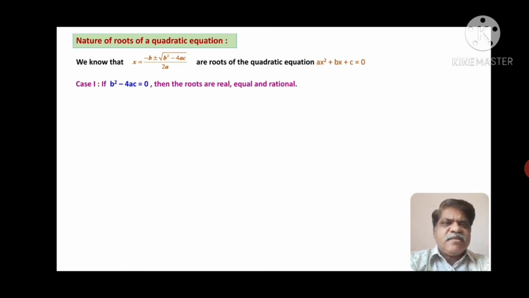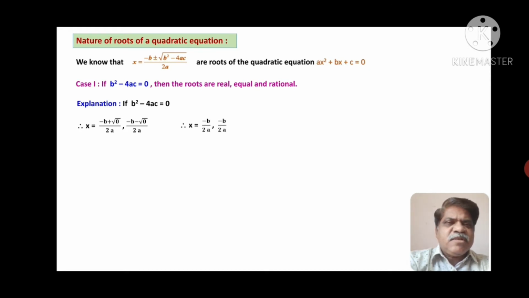In order to find the nature of the roots of the quadratic equation, consider the following cases. Case 1: if b square minus 4ac is equal to 0, that is the discriminant is 0, then the roots are real, equal and rational. Therefore x is equal to minus b plus under root 0 upon 2a or minus b minus under root 0 upon 2a. Means you are getting x is equal to minus b upon 2a and minus b upon 2a. These are the two equal roots you are getting here. Hence the roots are real, equal and rational.